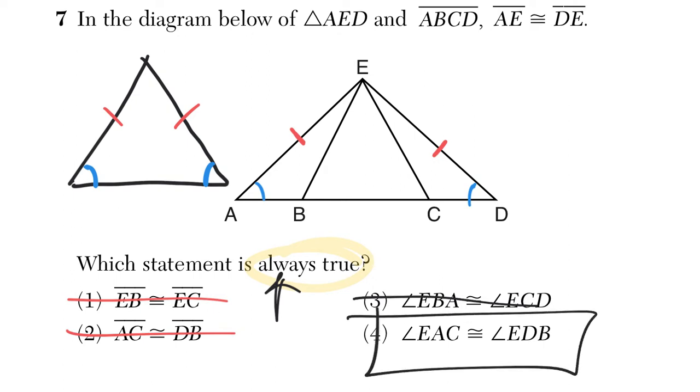So that leaves us with option 4, angle EAC, which is indicated here by this blue angle, is congruent to EDB. Yeah, definitely. Option 4 is the correct answer.